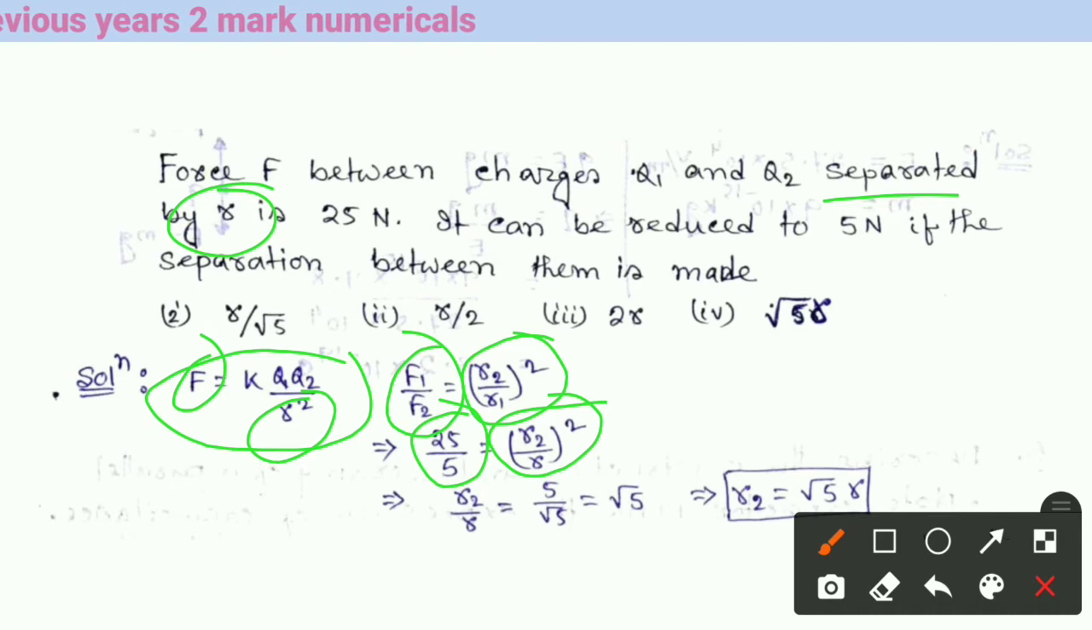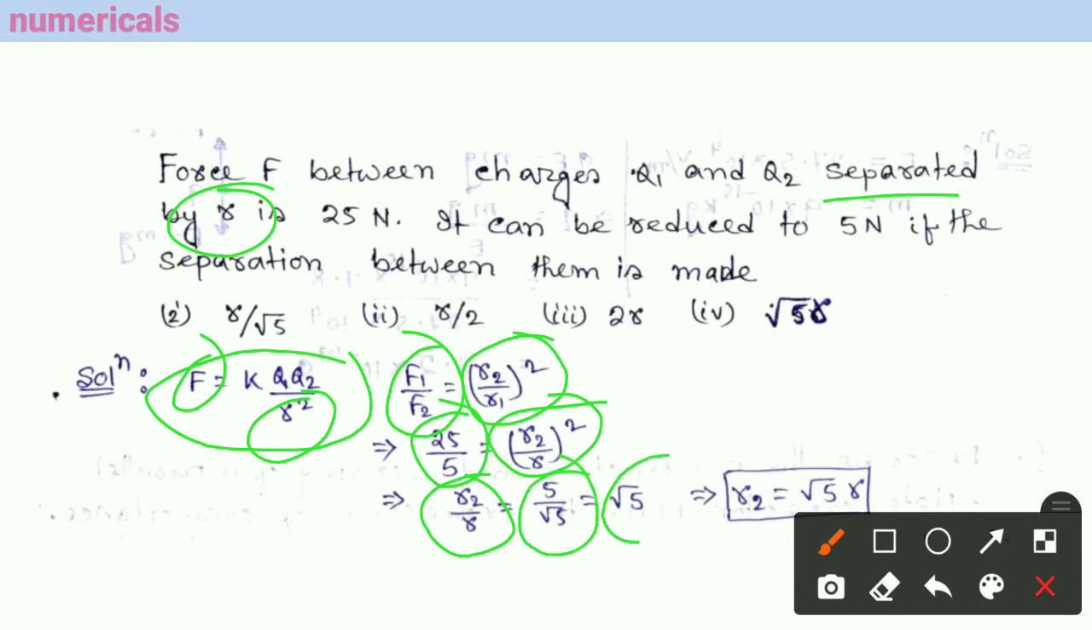Now R2 by R equals root over 25 by 5, which is 5 by root 5, so it is equal to only root 5. Now R2 equals root 5 R. So the final answer is root 5 R.